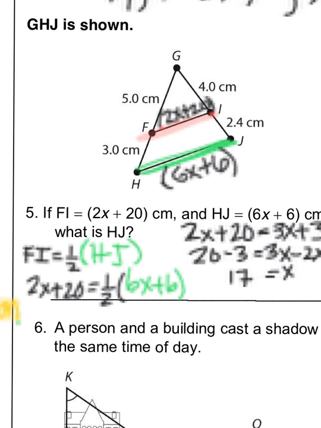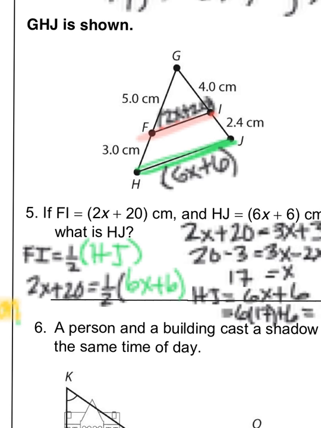Okay, so 2x plus 20 equals half of 6x, which is 3x, and half of 6 again is 3. Moving the 2x to the other side turns it into negative 2x, and moving the 3 to the other side turns it into a negative 3. So 3x minus 2x becomes x, and that means x equals 17 because 20 minus 3 is 17.